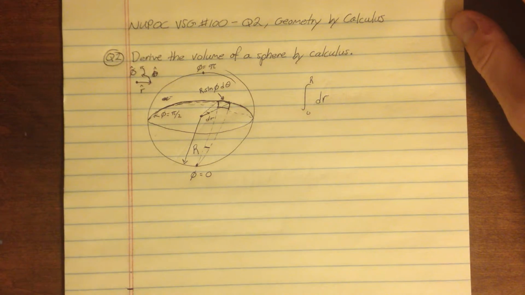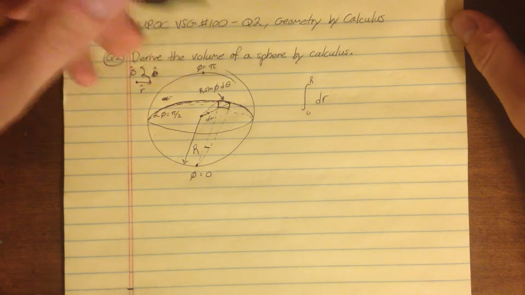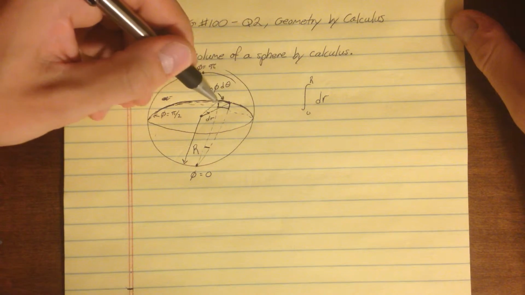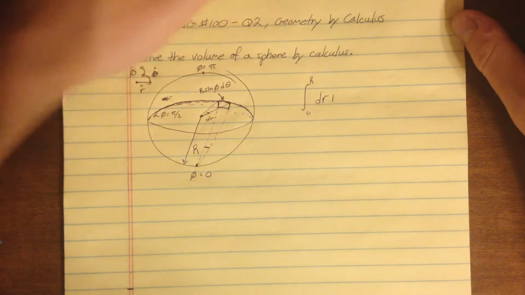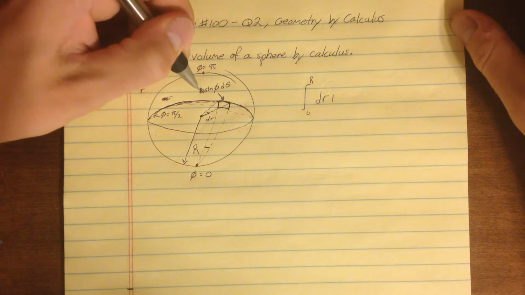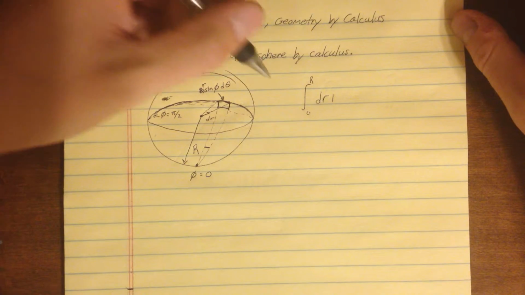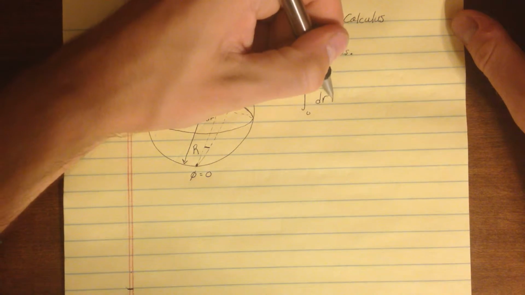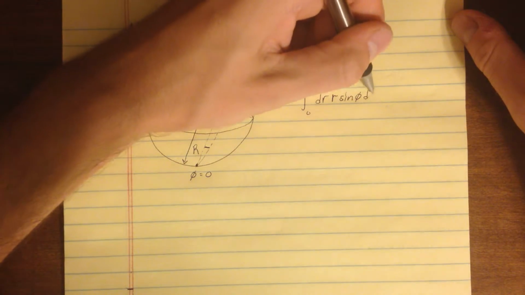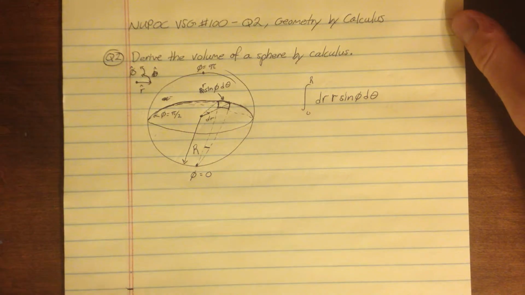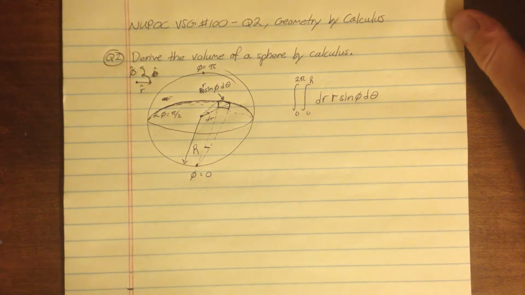Okay, so now let's put this term into our integral. We're going to be integrating over d theta, and the factor is going to be, this shouldn't be big R, this should be little r, sine phi d theta. So this will be r sine phi d theta, and we will be integrating theta from 0 to 2 pi.